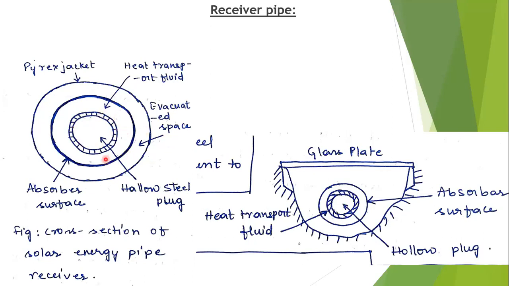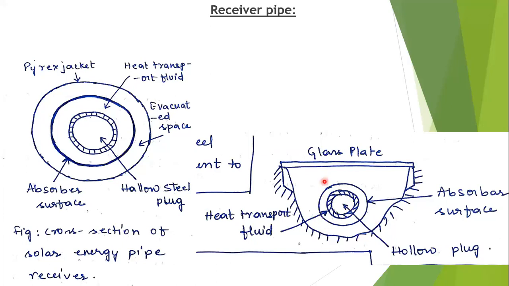In a Fresnel lens collector, the solar radiation is focused onto the absorber from the top. But in a parabolic type, it is focused from the bottom. In Fresnel, it is focused onto the top, but in parabolic type, the solar radiation is focused onto the absorber from the bottom. In the second figure, it shows the modified absorber design.